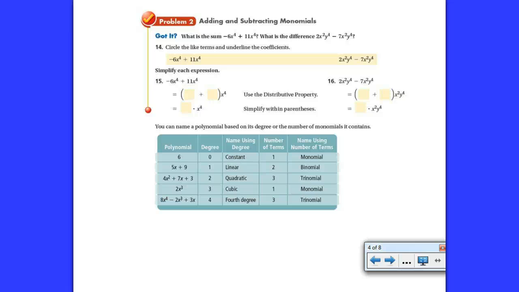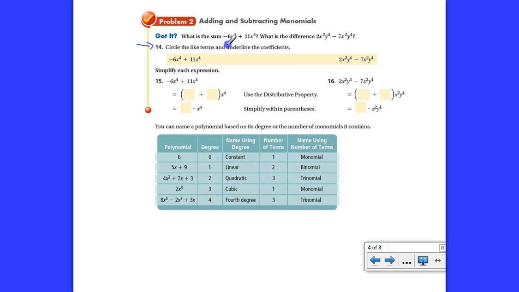Okay, let's keep moving with part 2 here. It says, what is the sum of these two terms? And we have negative 6x to the fourth plus 11x to the fourth. So the first thing we do is we check the like terms. Now they're going to kind of step you through it here. So let's just work through number 14.